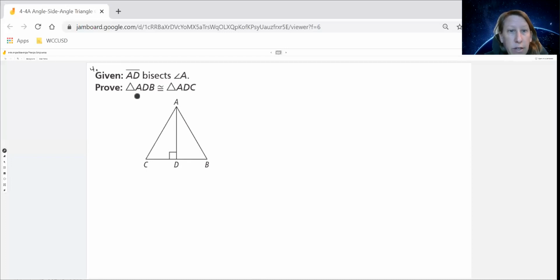I see that I'm trying to prove that triangle ADB, so the one on the right, is congruent to triangle ADC. Do they look congruent? Yeah, they do. So I think they will be. I see that line segment AD, which is here, bisects angle A. Anyone know what the word bisects means?